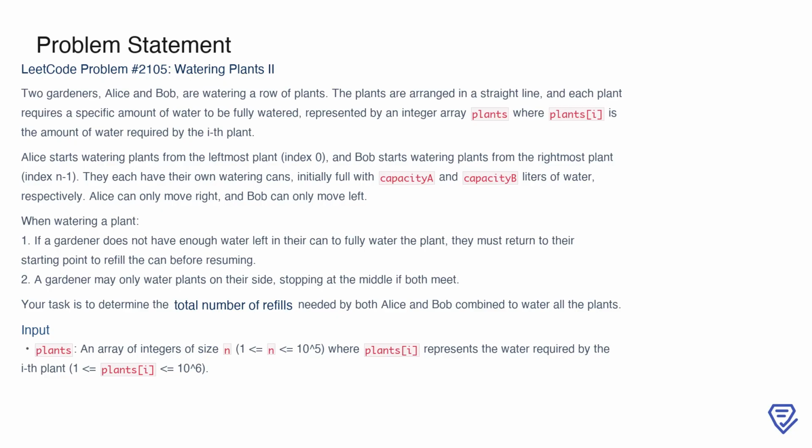Both gardeners have their own watering cans, with Alice's can initially holding capacity A liters and Bob's can holding capacity B liters. However, if either gardener runs out of water while watering a plant, they must return to their starting position to refill their can before they can continue. Importantly, Alice and Bob only water the plants on their respective sides, and they stop moving once they meet in the middle. Your goal is to calculate the total number of refills required by both Alice and Bob combined to water all the plants in the row.